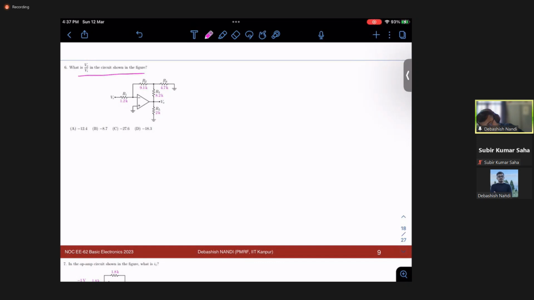So I know that this will be my ground, right? Because it is in negative feedback. Get yourself assured that it is in negative feedback, and it is having an infinite gain because we are considering an ideal op-amp. So I can simply use Vi minus 0 by 1.2 is equal to this. Let's say this is Vx, 0 minus Vx by 9.1. So Vi by 1.2 is equal to minus Vx by 9.1.